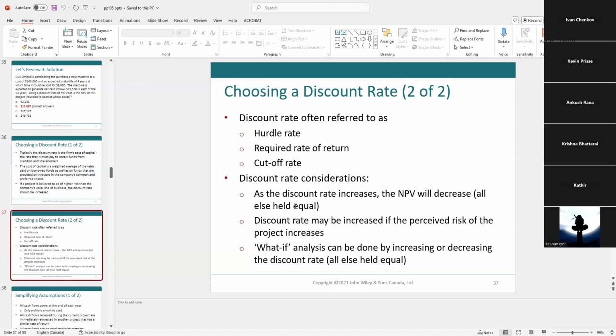Discount rate consideration. If the discount rate is increased, what's going to happen with net present value? Decrease. If the discount rate decreases, what's going to happen with the net present value? Increase. We already saw that one. Now, the discount rate can be increased if the perceived risk of the project increases. So if you're sensing the risk in the project, increase the discount rate because you want more return. More risk, more return. Less risk, less return.